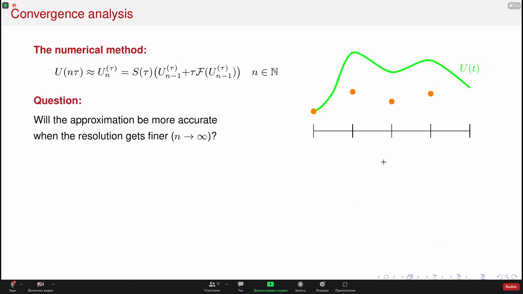So here we have the same figure. This is the numerical method. The question is, will the approximation be more accurate when the resolution gets finer? So this means actually when tau tends to 0.